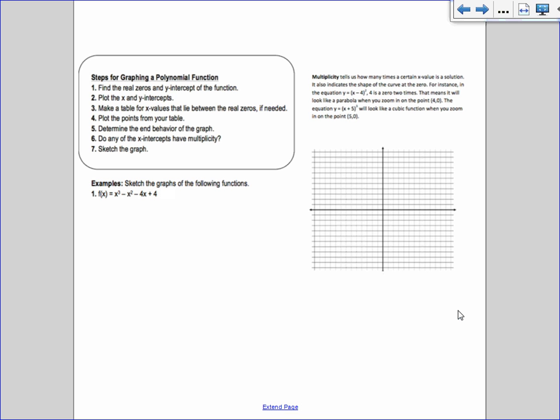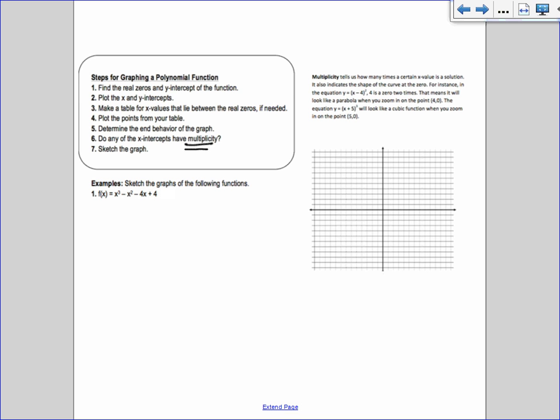So steps for graphing, just like graphing other things, like parabolas, we always found the x-intercepts. We found the y-intercept. Same idea. We're still going to do that. So we're going to find the x-intercepts, we sometimes call those zeros. We're going to find the y-intercept. We're going to plot all of those. And then we're also going to consider the end behavior.